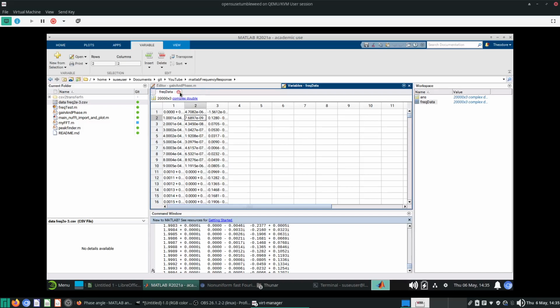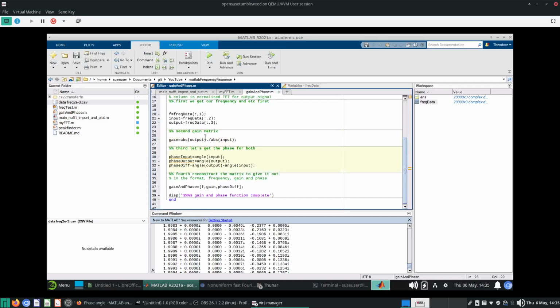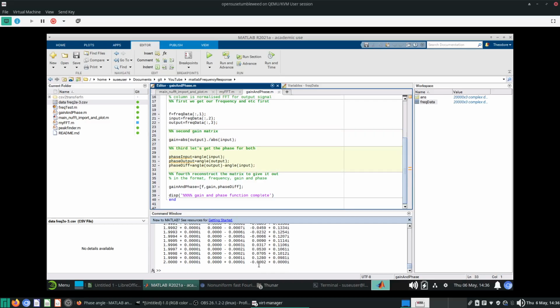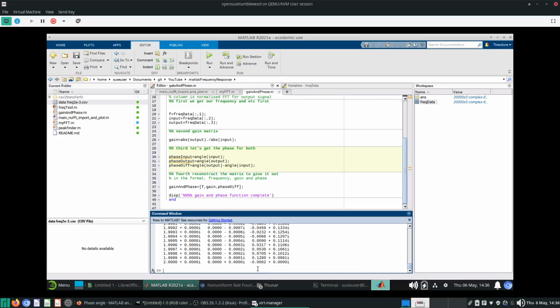You can actually set up a for loop to divide it number by number, and that's how you normally do it. But with MATLAB, there's a very easy syntax. You use this dot and divide, dot /. So let's say input equals frequency data, all rows second column, output equals frequency data, all rows third column, gain equals output dot divide by input.